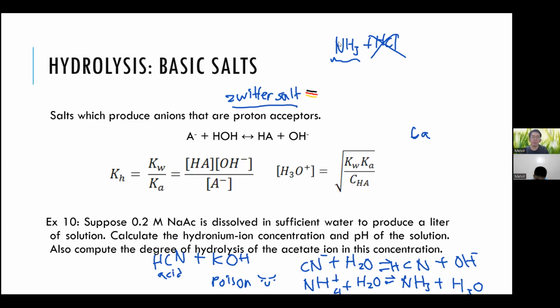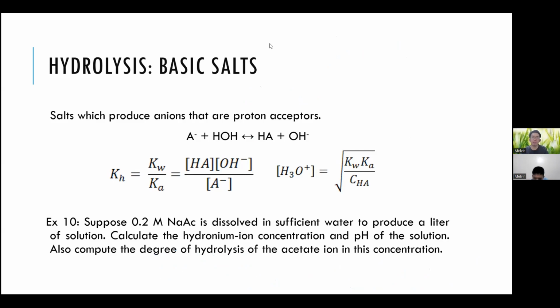Let me clear all the drawings first. Now, salts which produce anions that are proton acceptors. Let's say you have acetate, an anion. Hydrolysis with water will form the weak acid, and then you'll now have OH minus. Please note this, Joshua.